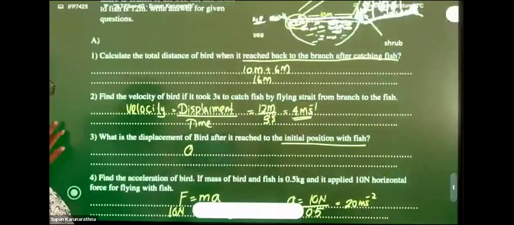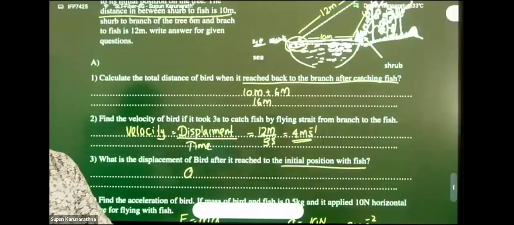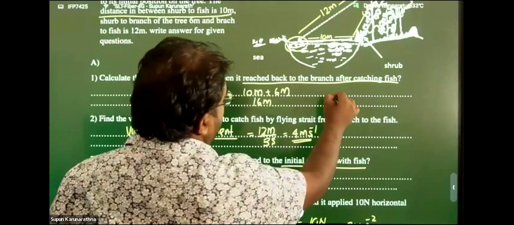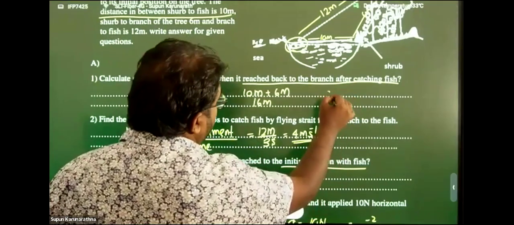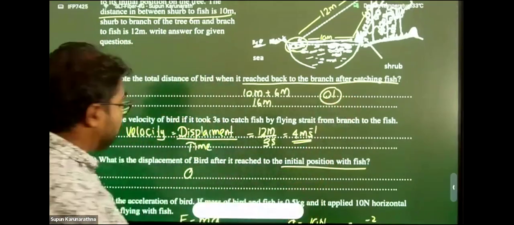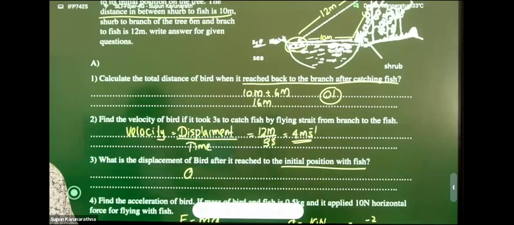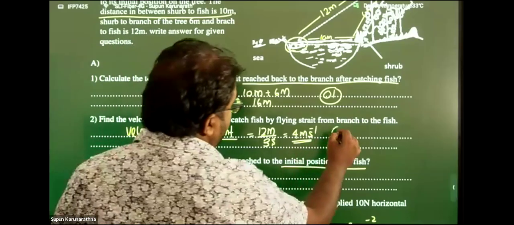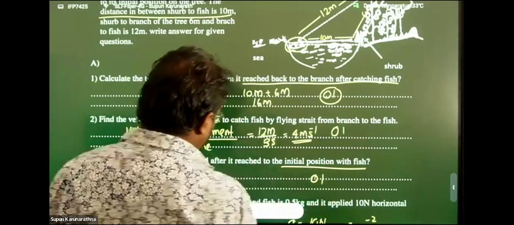And you can calculate how many marks you can obtain, right? For the first question, here is 1 mark. And to find the velocity is also given 1 mark. It's also 1 mark, and here also 1 mark.